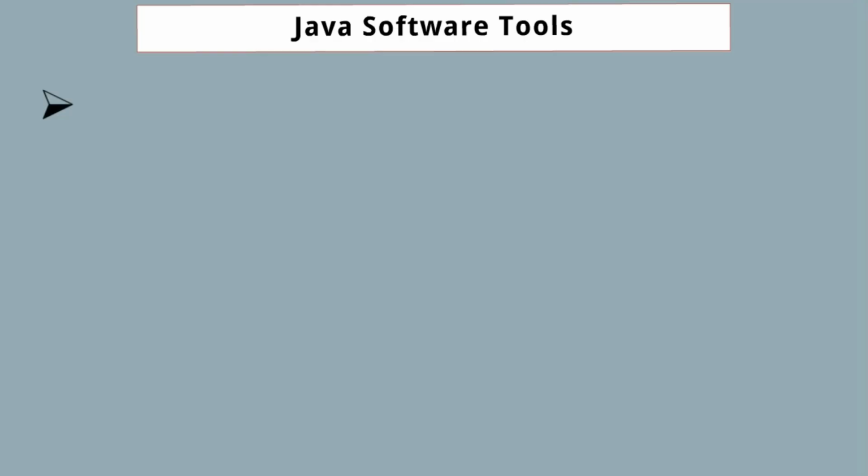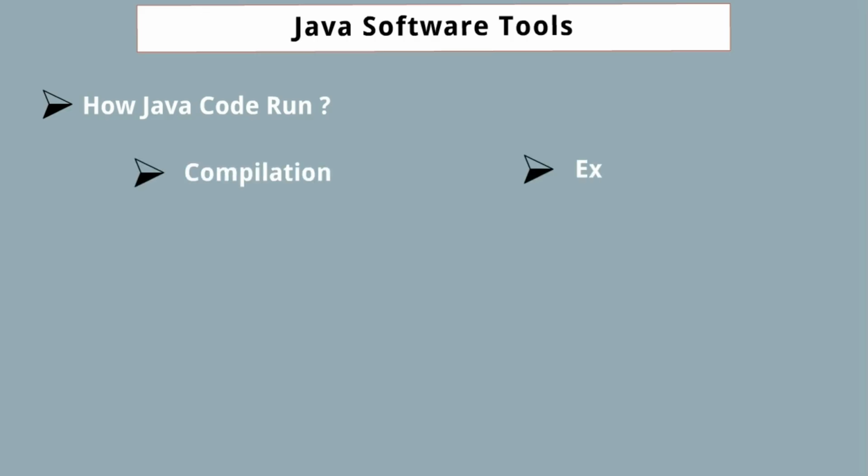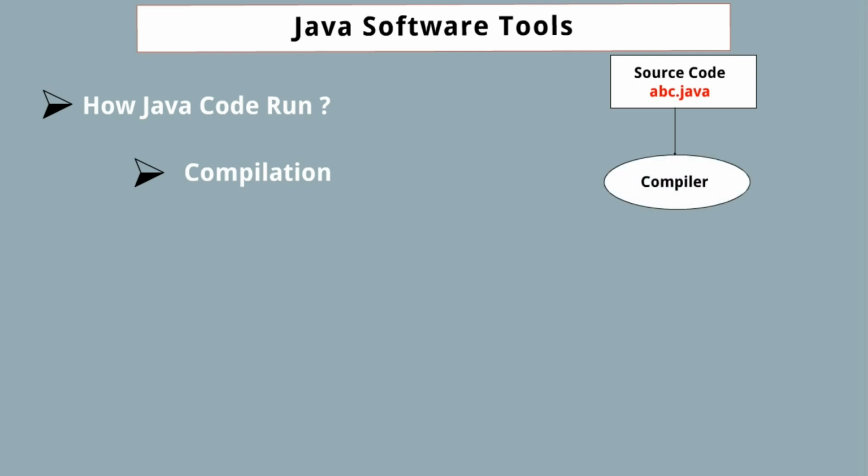Now we discuss how Java code is actually run. Our Java code executes in two steps. The first step is compilation and the second step is execution. Let's talk about the first step. The code we write in Java is called source code. The source code is stored in a file with the extension .java. All of this source code is sent to the compiler, which is included in the JDK, and the compiler converts it into bytecode with the extension .class.